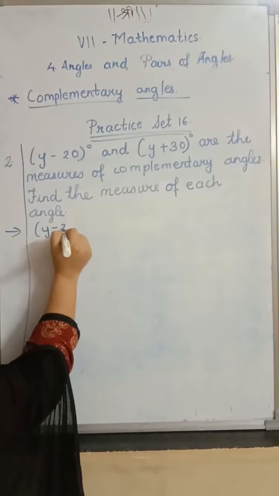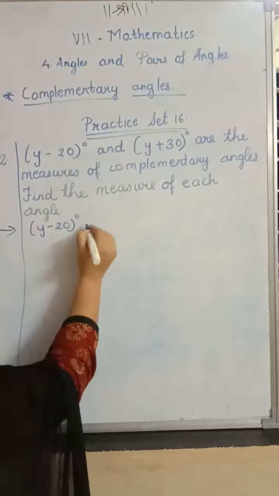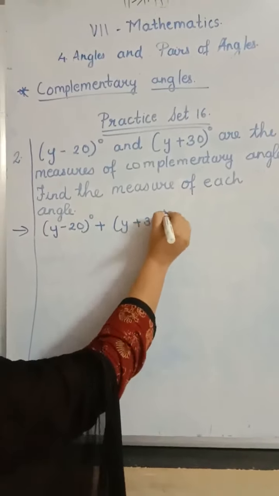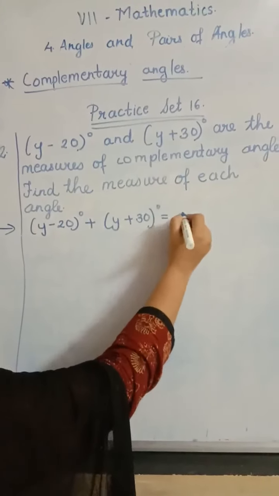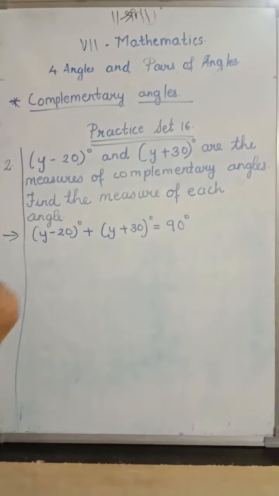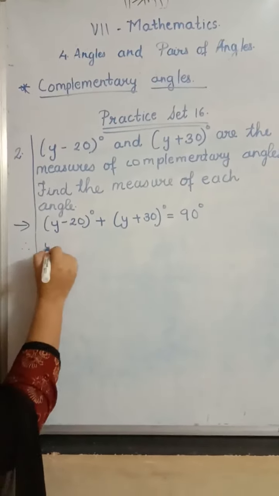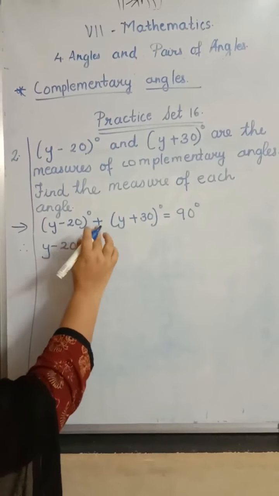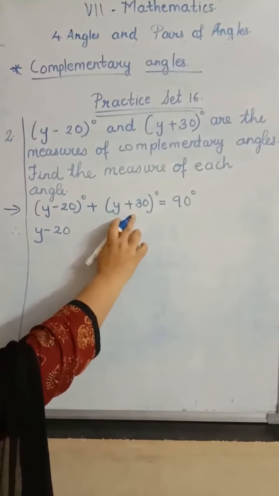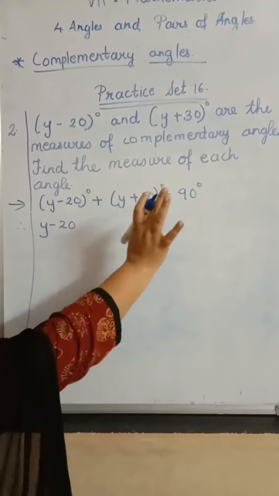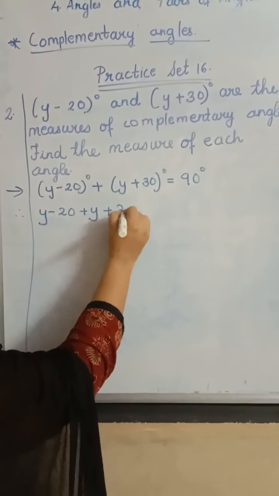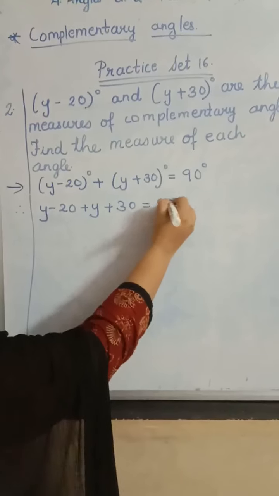Y minus 20 degree plus y plus 30 degree is equals to what? Is it complementary? So is equal to 90 degree. Now by removing the brackets we will write, y minus 20 degree. Now plus sign will not change the sign, yeah. So the signs will remain as it is. Plus y plus 30 is equals to 90.